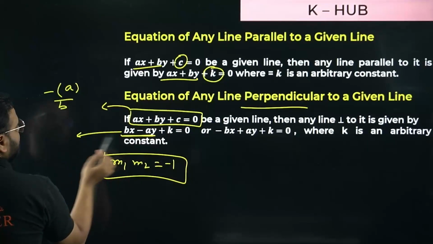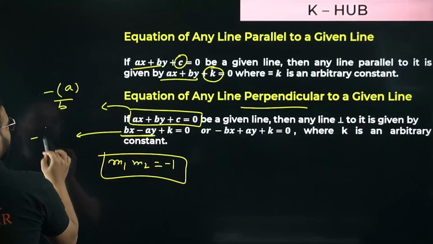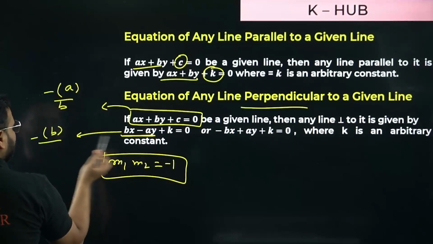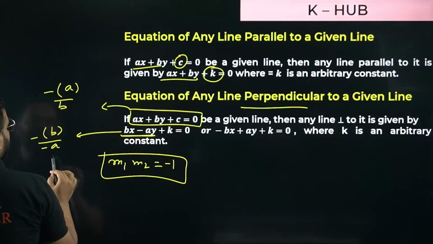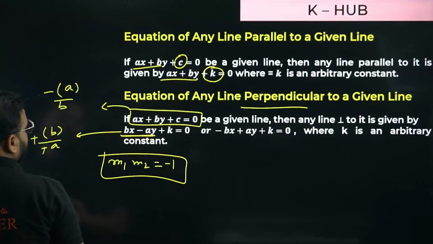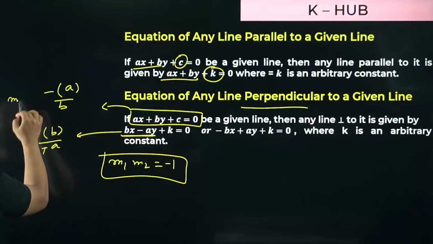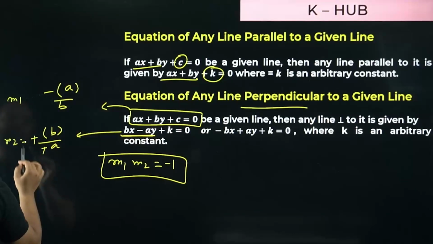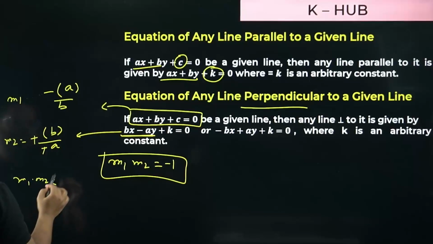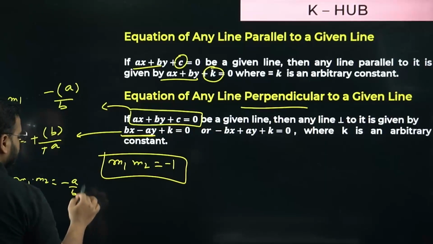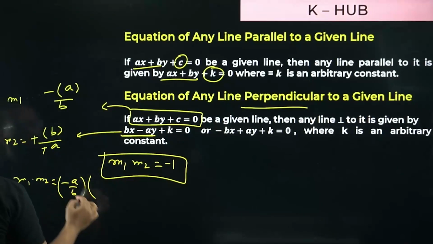From here what we get, please check. From here we get negative sign of coefficient of x, which is nothing but b, and we get coefficient of y, which is nothing but minus a. So I'm getting here simply plus b by a. So this is your value of m1, value of m2. Put it together, we get m1 dot m2 equals to minus a by b into, what is this, bacha? B by a.